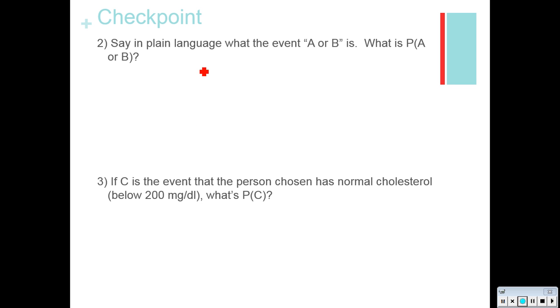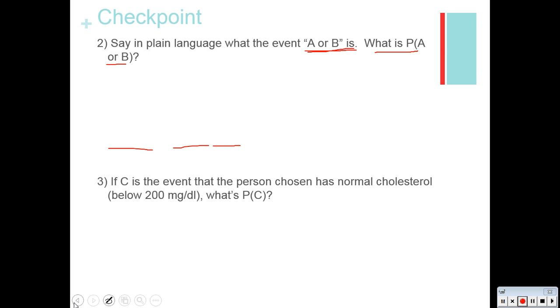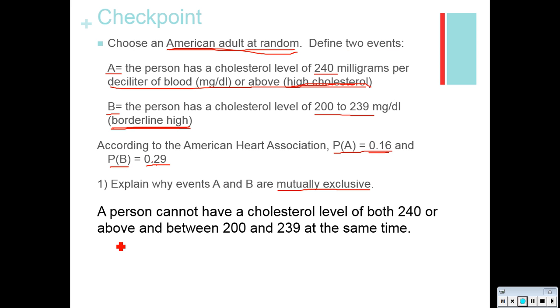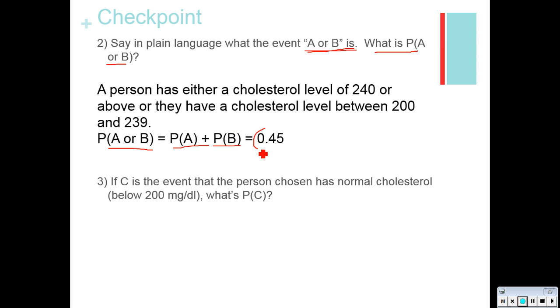Question 2 says, say in plain language what the event A or B is, meaning what is the probability of A or B. So if the events are mutually exclusive, which is what this says here that they are, to find the probability of A or B, we simply add the individual probabilities together. So for the individual probabilities, I have 0.16 and 0.29. If I added 0.16 plus 0.29, that's where this 0.45 comes from.